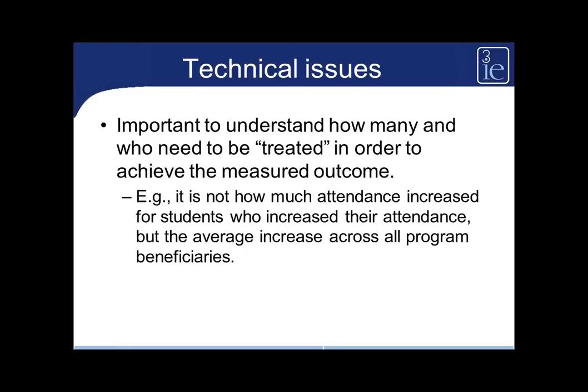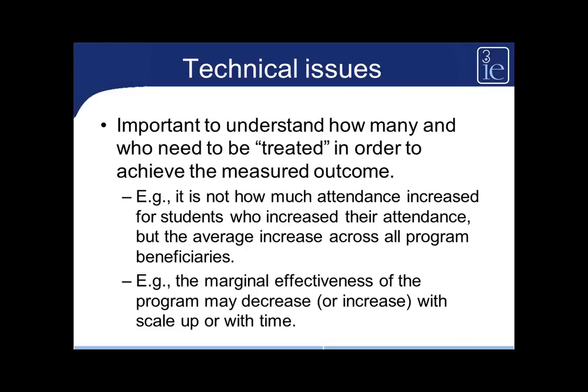Well, it's not just how much, for example, in the education case, attendance increased for students who increased their attendance. We really need to understand the average increase across all of the people that the program hit, because we want to make sure that we're covering all of the beneficiaries that are accounted for in all of the costs. And we do see that this mistake happens sometimes. So people want to measure the benefit just in the cases where we observed the benefit, even though in order to get that, the program had to have a much broader reach.